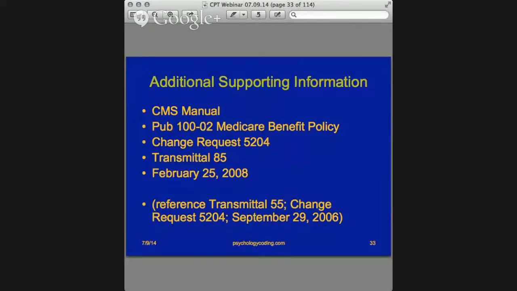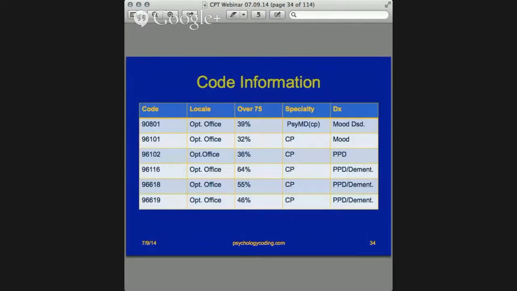Subsequent change to request 5204. So take a look at that if you want to get some background information. Now, a few quick words about where this might lie in the scheme of things. Let's take a look at 101.